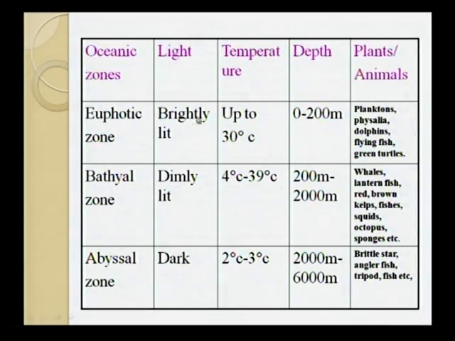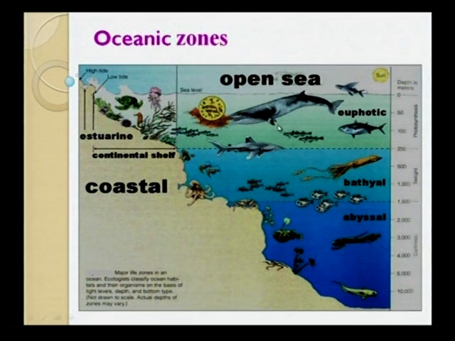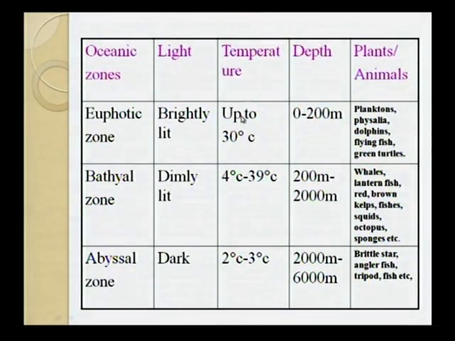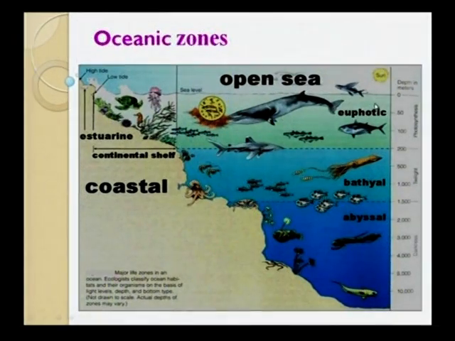So what about the light in the aquatic zone? If you look here, see this aquatic zone, it is brightly lit, right? So the sunlight directly falls in this zone. So this zone is brightly lit. And coming to the temperature, it is up to 30 degrees Celsius, okay? And coming to the depth of this zone, here the depth is 0 to 200 meters, okay?